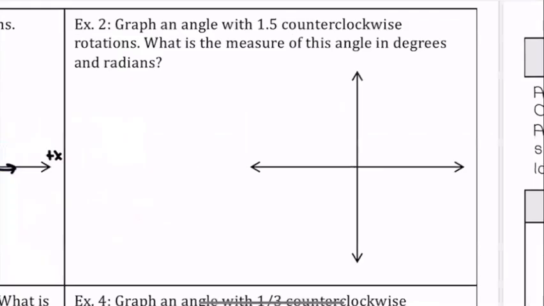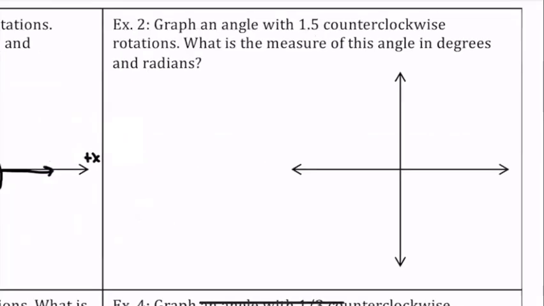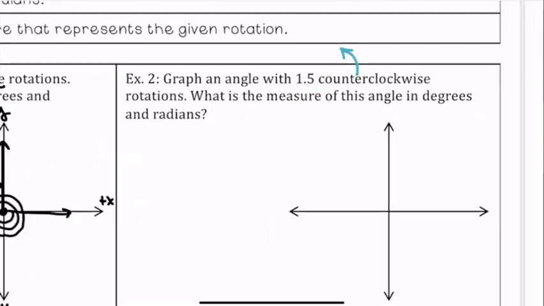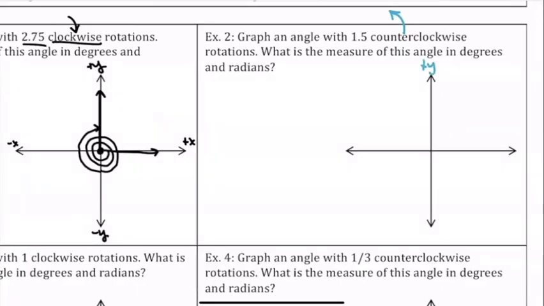But let's try number 2. This one's going the other way. So it says graph an angle with 1.5 counterclockwise rotations. Remember, 1.5 is the magnitude, counterclockwise is the direction. Counterclockwise is going up this way, so it's going in the positive direction. Let's go ahead and label that. Here we go. We're always going to start from the center onto the initial side. And I'm going to go 1.5 rotations counterclockwise.